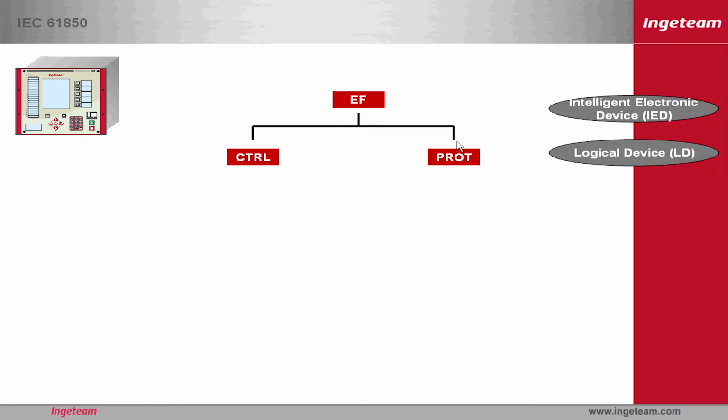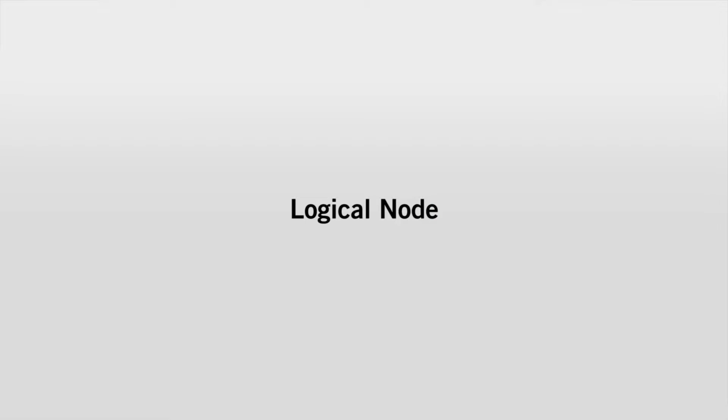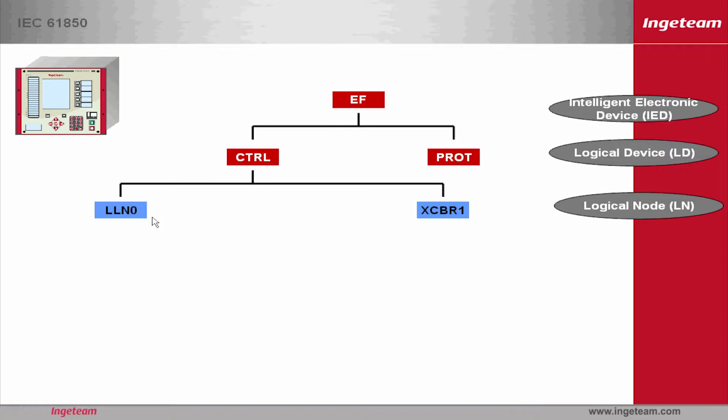Each of these logical devices will use a whole series of functional features, either to control a switch or to protect a line with different protection algorithms, etc. These high-level functional features are called logical nodes in IEC 61850. So each of the logical devices contains one or more logical nodes, depending on the functional feature that is used by the device itself.